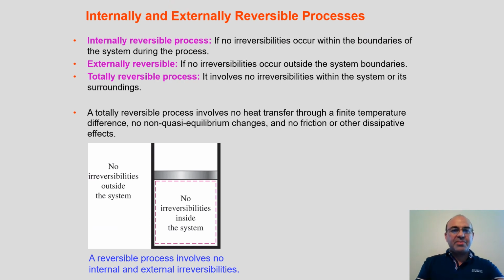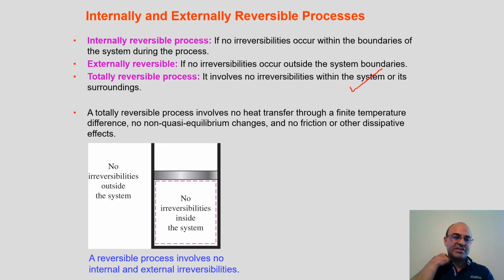All right, so now let's talk about another important concept, internally and externally reversible processes. So what does it mean? When we are considering a system, the system itself has a boundary. Inside the boundary, that's the internal of the system. Outside the boundary, that's the external part of the system. If a process is totally reversible, it involves no irreversibilities within the system and its surroundings.